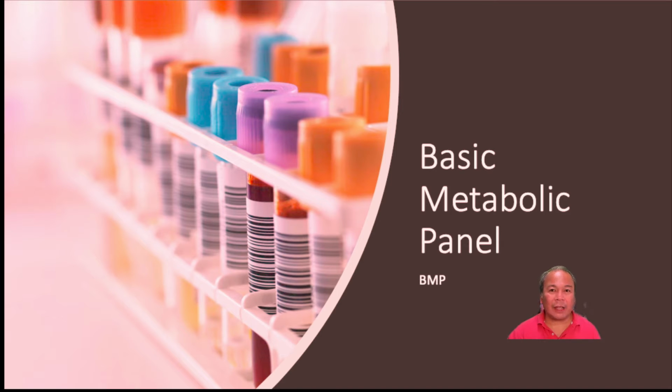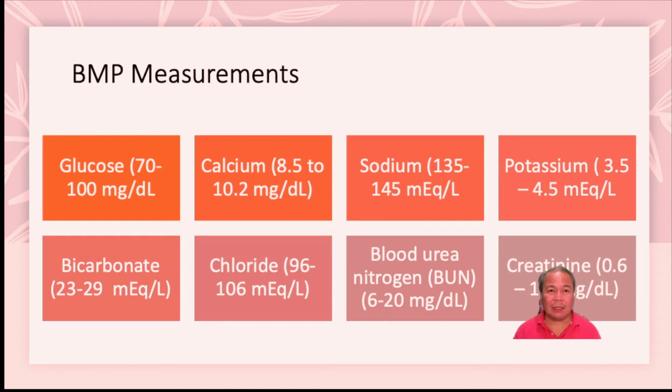So a couple of electrolytes that are recorded or reported in the chemistry 7 or B meta are the following: the glucose level. You're going to see calcium, sodium, potassium, bicarbonate, chloride, blood urea nitrogen or BUN, and then creatinine level. So what I'm going to do in this video is first talk about glucose level, and then go to calcium, sodium, potassium, and so on until we finish the electrolytes that are reported in B meta. So the first thing is glucose.